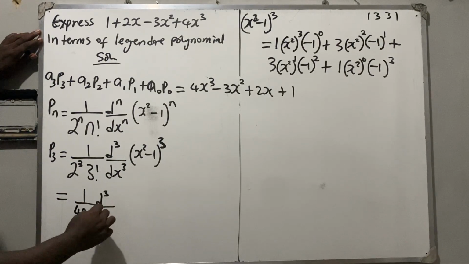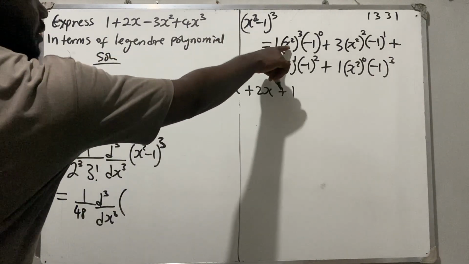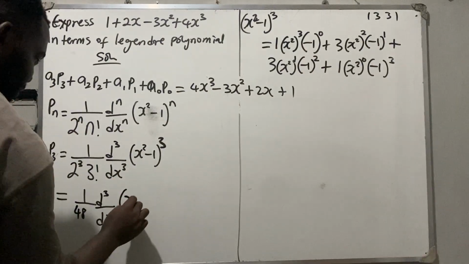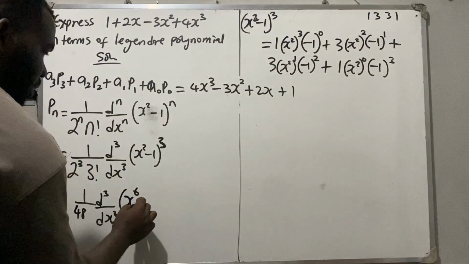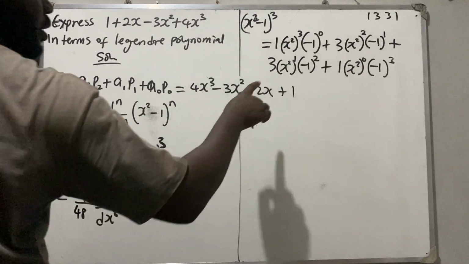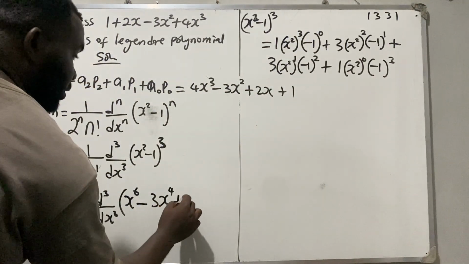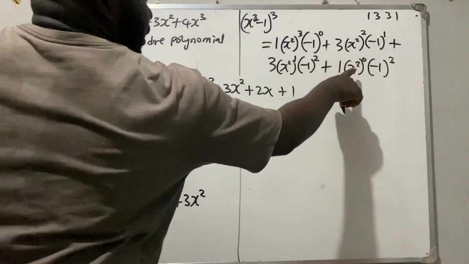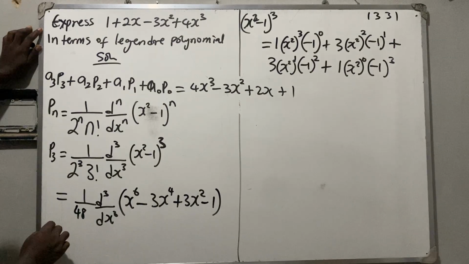The d cubed over the dx cubed of the bracket opening here is, this is gone. So I'm having just x raised power 6. Then this minus will cancel this to become minus 3x raised power 4. Okay. This one squared is gone. So I've left it plus 3x squared, right? Then finally, anything raised power 0, I'm having minus 1. So minus 1. Okay. So let's get the first derivative.